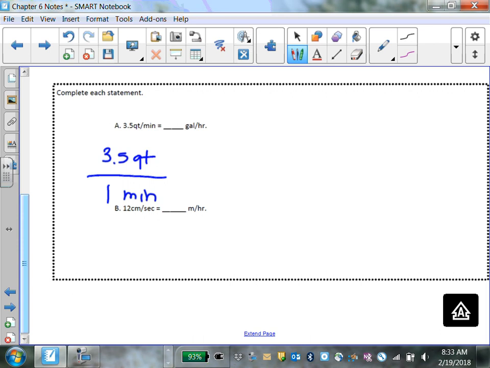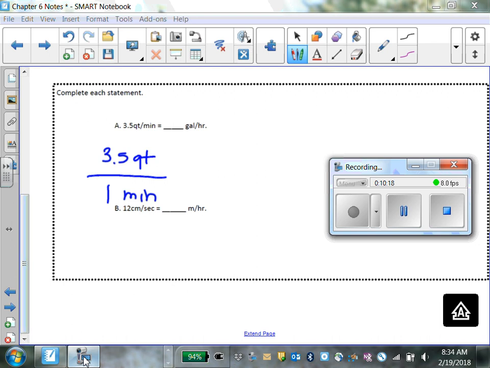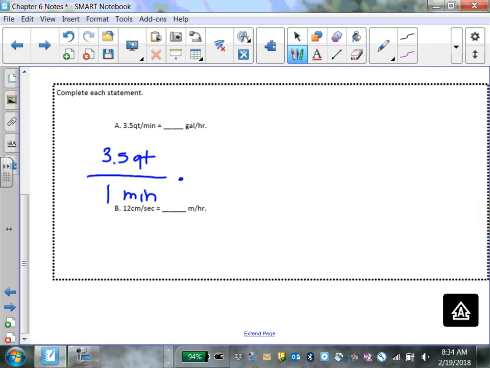My end result, I need to get gallons to hours. This could take multiple steps. It could take one step. But remember, if you want quarts to cancel, they're going to have to go opposite each other. If you want minutes to cancel, they're going to have to go opposite each other. Everybody with me so far? Let's just start with quarts to gallons, and then we'll go from there. Okay, so I still do multiplication just like normal.